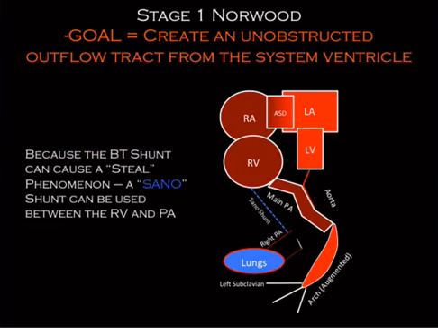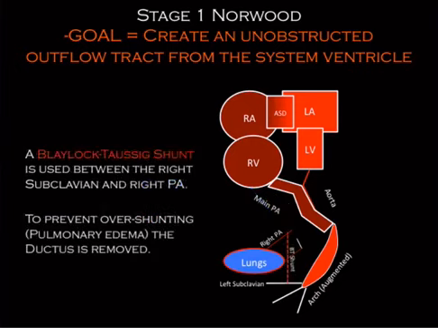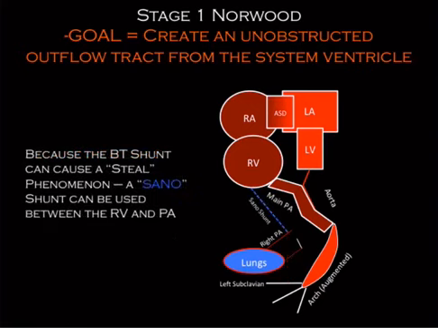There's an alternative procedure that can be done because, let's go back here, this Blalock-Taussig shunt essentially causes a subclavian steal syndrome because your pulmonary artery is taking blood from your subclavian because it's a low-pressure system, so you would have subclavian steal symptoms potentially. Now, to avoid that, a Sano shunt can be used, which is basically a shunt from the right ventricle directly into the pulmonary artery.